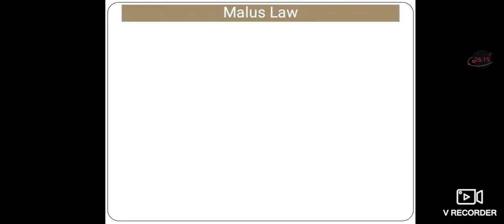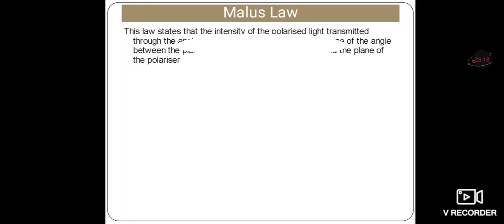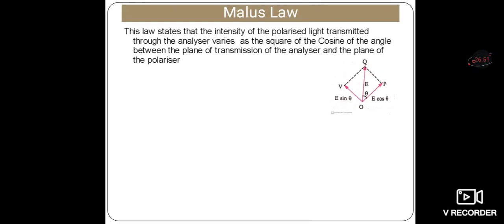Next we can discuss what Malus law is. Malus law states that the intensity of the polarized light transmitted through the analyzer varies as the square of the cosine of the angle between the plane of transmission of the analyzer and the plane of the polarizer. So the intensity of polarized light is proportional to the square of the cosine of the angle between the planes of transmission of the analyzer and the polarizer. For that we have considered one diagram.